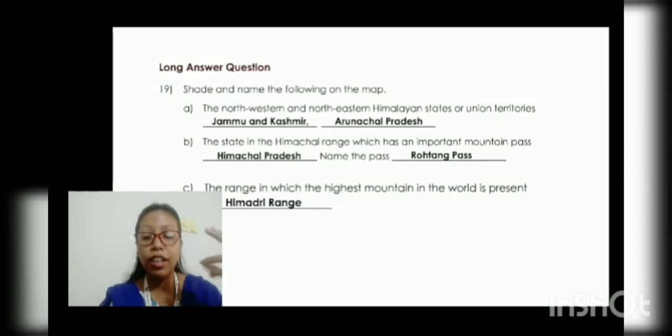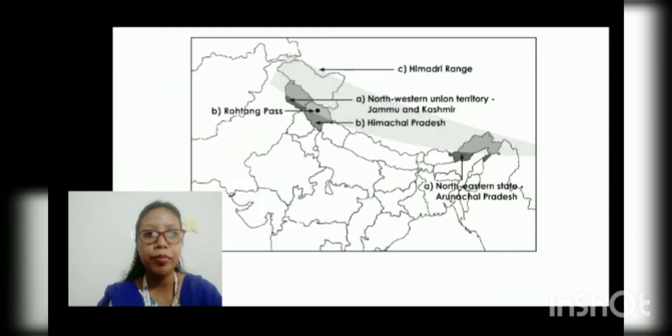There are three ranges of the Himalayas, and the Himadri range is the highest one. Then this is the picture where you have to identify it. The main thing you have to do first is to shade the Himalayan part. Here we have the gray part, which is the shading where the Himalayas are located. Then A is Jammu and Kashmir, the northwestern territory. B is Himachal Pradesh.